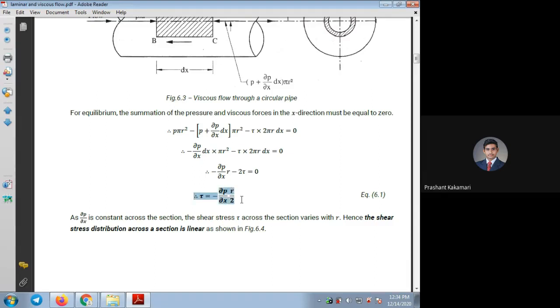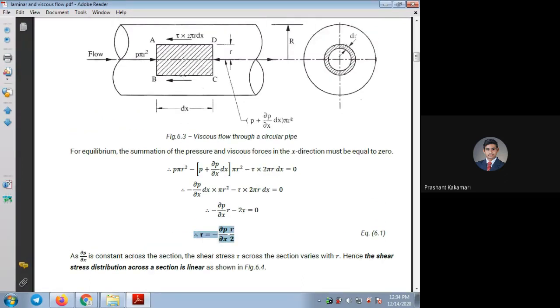You can note down the shear stress applied in viscous flow in laminar condition on a small cylindrical object will be minus dou P by dou x into r by 2, where the minus indicates that it is applied in the direction opposite to the flow. So this equation indicates the shear stress distribution across a section.